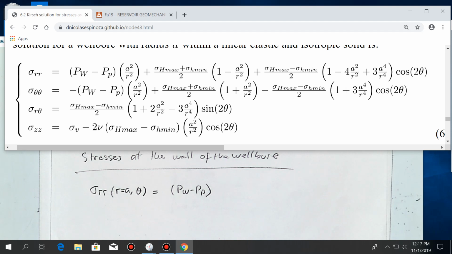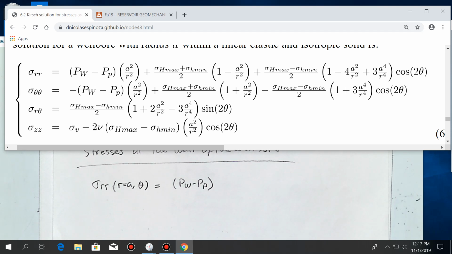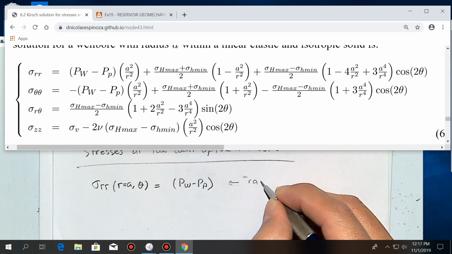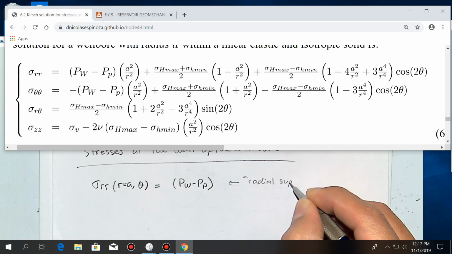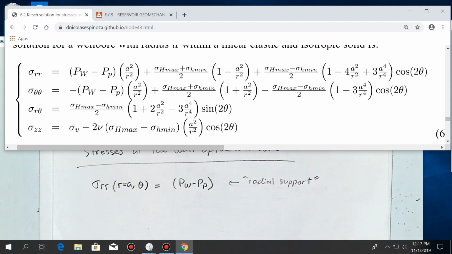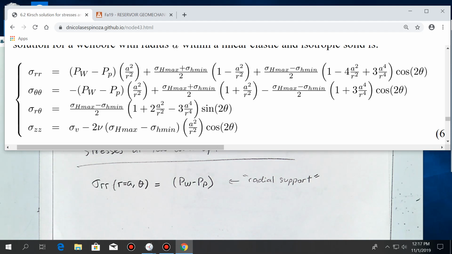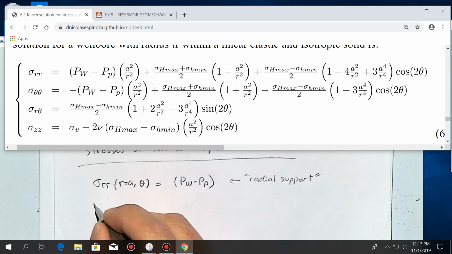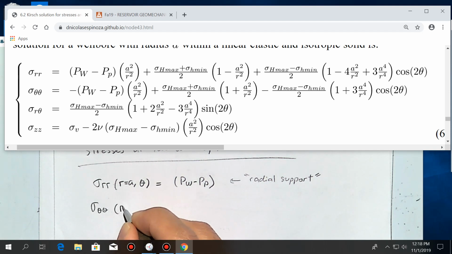So sigma RR, it makes sense that everywhere around the wellbore, it's just going to be PW minus PP, and this is going to be like the radial support. It can be a compression only. You cannot apply a tension here. So if this is a negative value, it doesn't hold. But if it is positive, it's okay. Around the wellbore, and that makes sense, right? It's going to be the same everywhere. Sigma theta theta is not going to be the same.